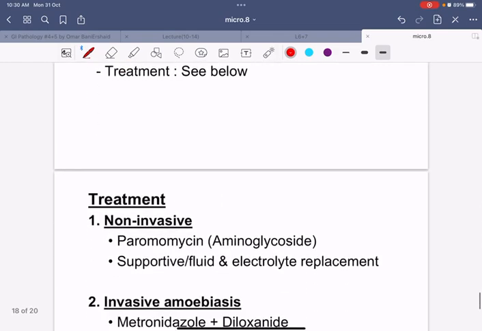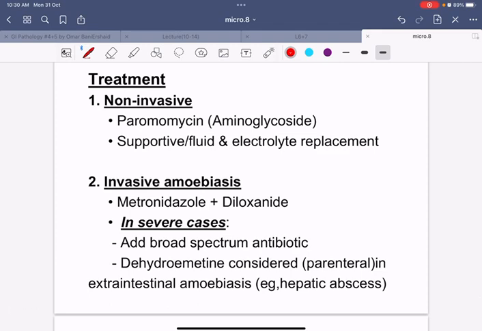The treatment, we can divide into two categories, invasive and non-invasive. Non-invasive: paromomycin, which we mentioned. We mentioned it in giardiasis, the first drug. Paromomycin, which is an aminoglycoside, plus support with fluid, electrolytes, etc. Invasive: metronidazole, which we say is facultative and aerobic, and diloxanide. So metronidazole plus diloxanide.